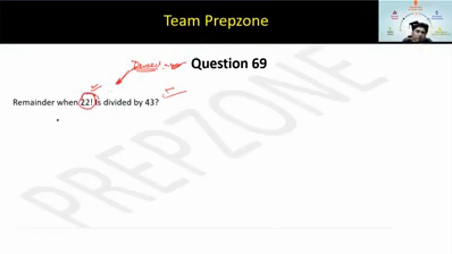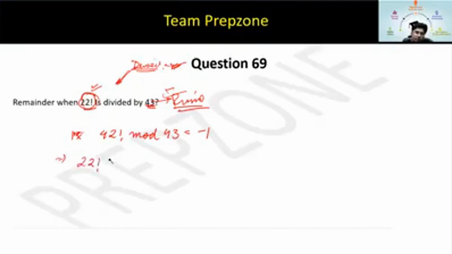Anyways, so what about this question? How can you do it? This is 22 factorial mod 43. First of all, if I use Wilson's theorem, I can say 42 factorial mod 43 equals -1, because 43 is a prime number. Then I can write it as 1 into 2 into 3 and so on, that is 22 factorial, into 23, 24, 25, till 42 mod 43 equals -1. I hope this is clear. I'll take it step by step. If there is any issue in any step, tell me.